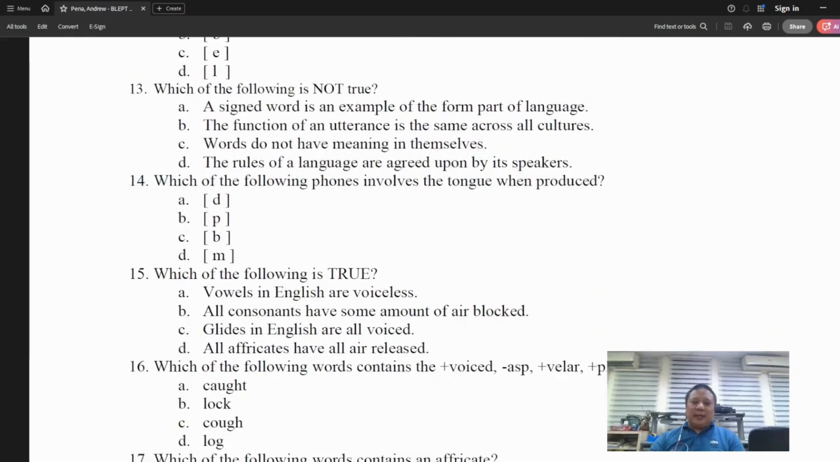Which of the following is not true? A, a signed word is an example of the form part of language. B, the function of an utterance is the same across all cultures. C, words do not have meaning in themselves. D, the rules of a language are agreed upon by its speakers. The one that's not true is B. The function of an utterance is the same across all cultures. Sometimes an utterance could be neutral, positive, or negative depending on the culture.